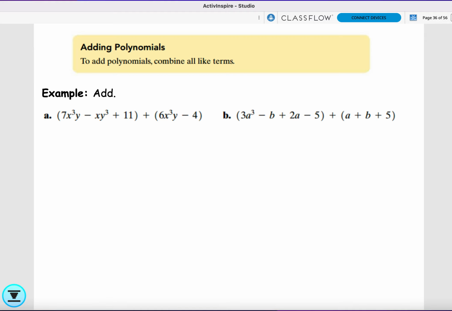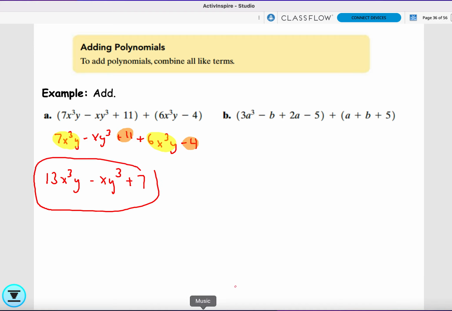So to add polynomials, you combine all your like terms. So here's some examples here. So you can pretty much drop the parentheses. So then you'll do 7x cubed y minus xy cubed plus 11 plus 6x cubed y minus 4. So right here we can combine the constants, 11 and the 4. And we can combine the 7x cubed y and the 6x cubed y. So 7 plus 6 is 13x cubed y. Then we have minus xy cubed plus 7. And we're done with A.